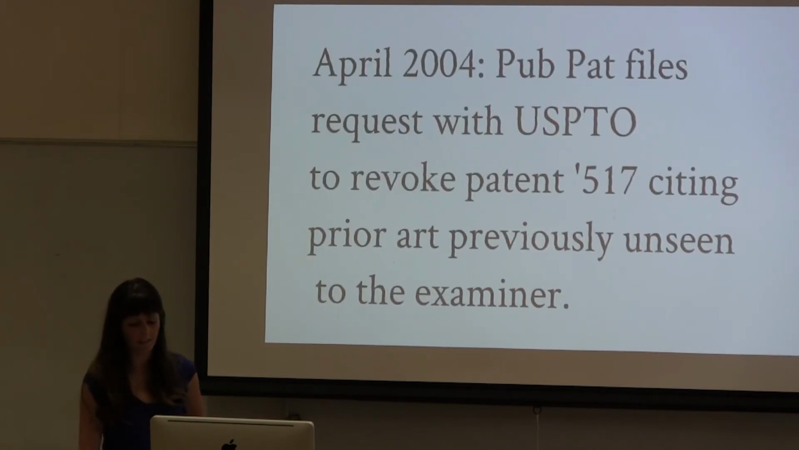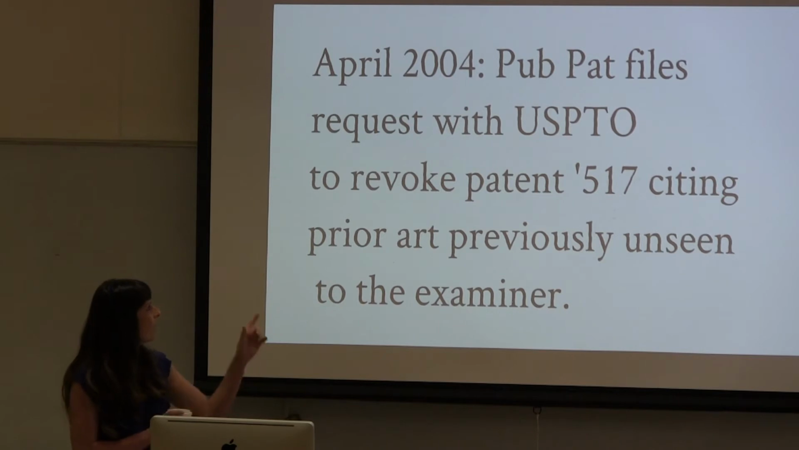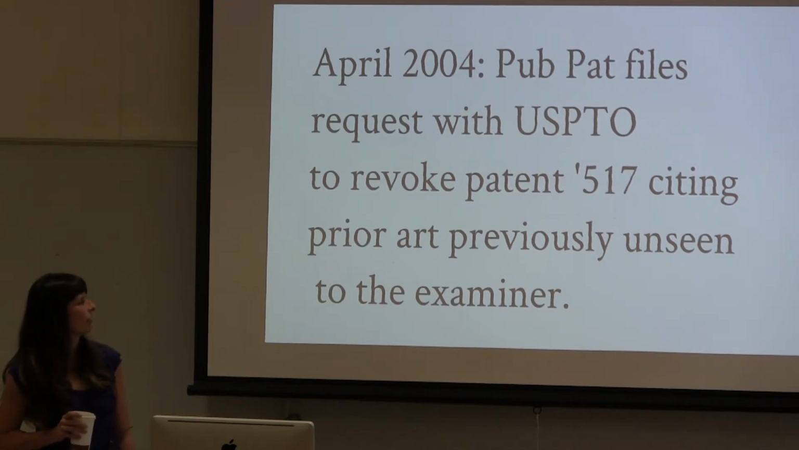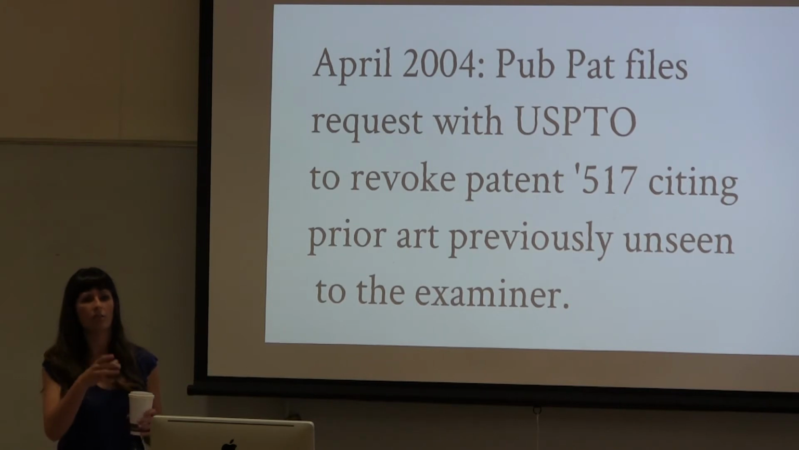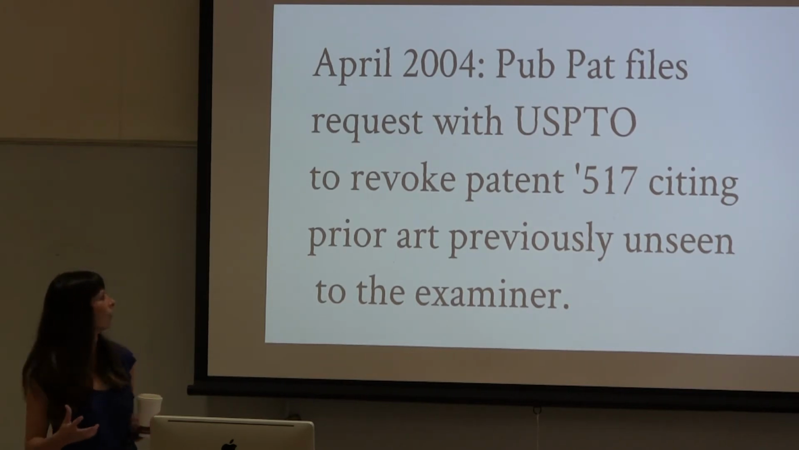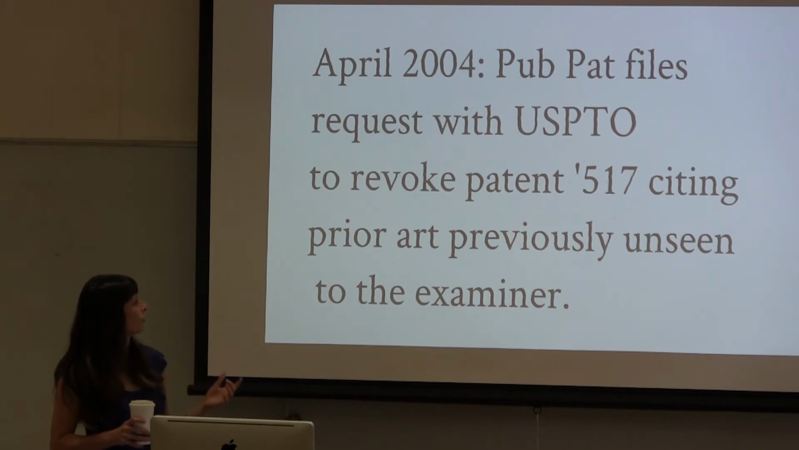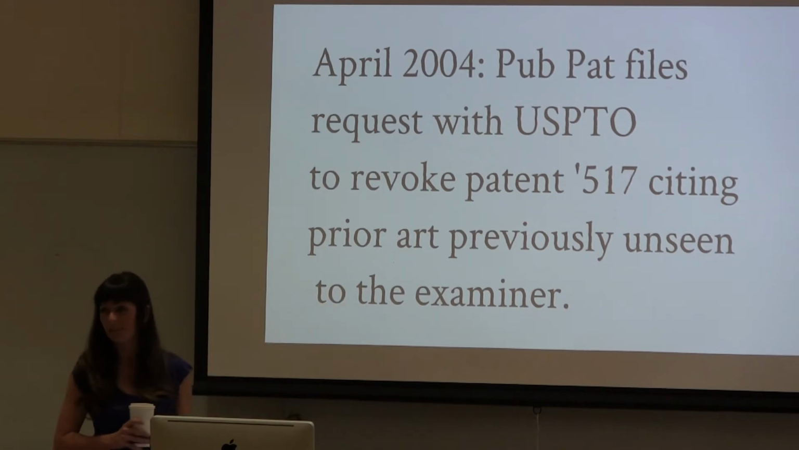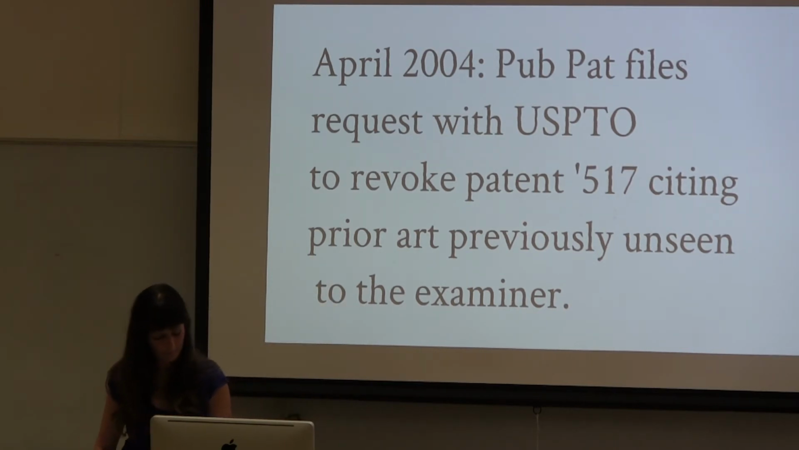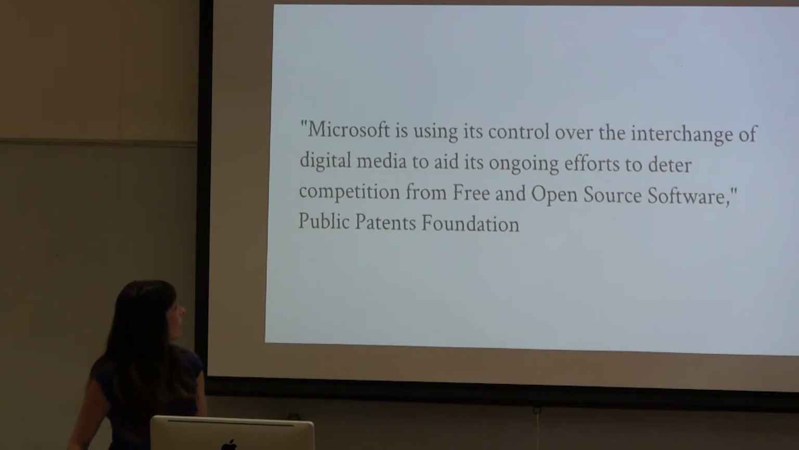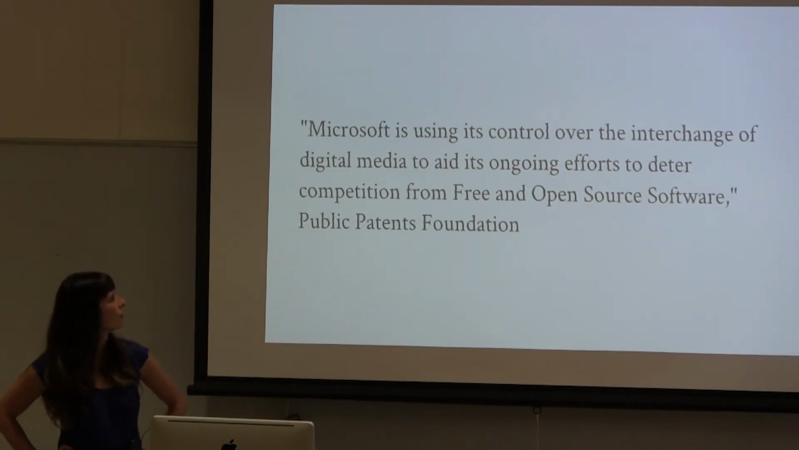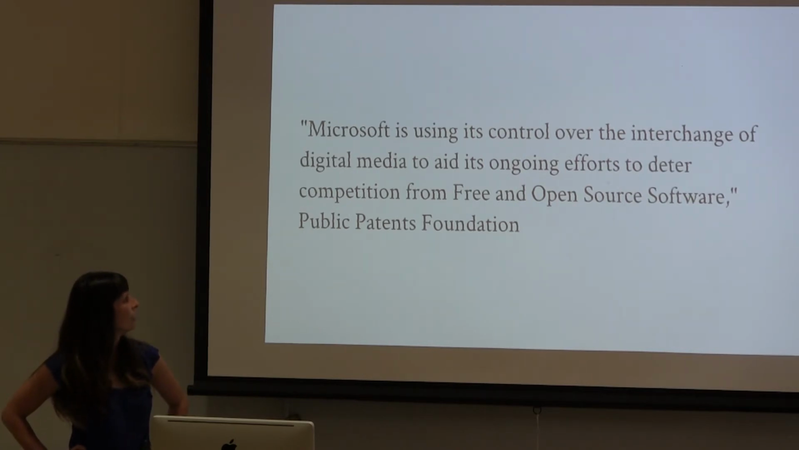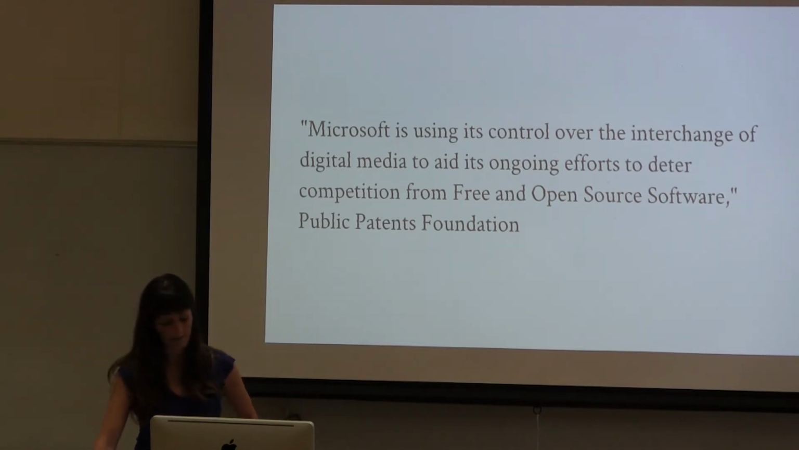And so we start to see a problem with this. So PubPat is this organization out of New York City that goes after bad patents and tries to invalidate them. They made a request to the USPTO to revoke one of the most problematic patents. And they did find prior art that was unseen by the examiner. And so this is what they quote: Microsoft is using its control over the interchange of digital media to aid its ongoing efforts to deter competition from free and open source software. And this was the first whistle that went on for this.